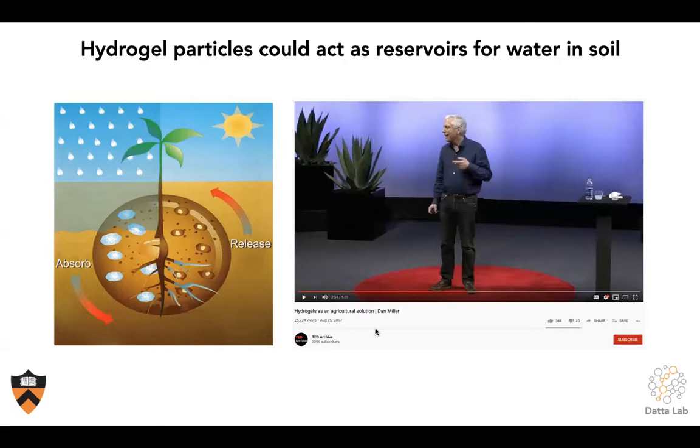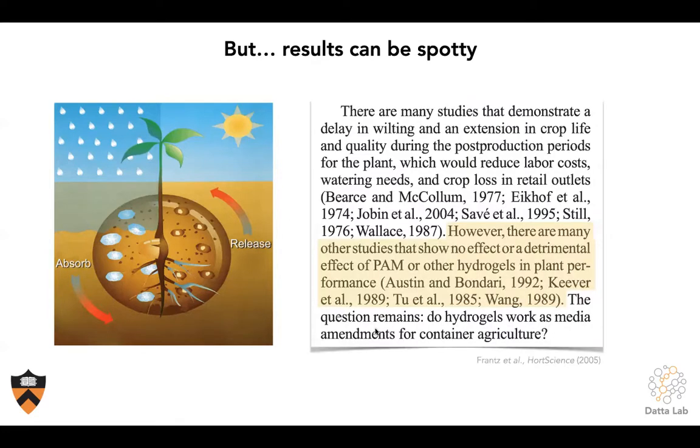And when you start digging, indeed, when these work, they work really nicely, but the results can be spotty. People mentioned that in other studies, sometimes the hydrogels don't absorb any water and they don't serve as effective water reservoirs in soil. In some cases, they can actually increase the erodibility of the soil, which you don't want to have happen. And so there are spotty results. And the question is why?